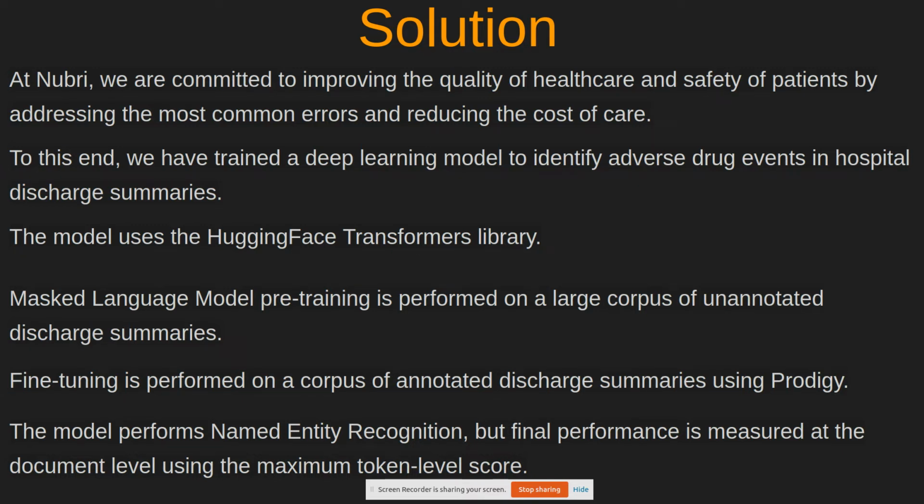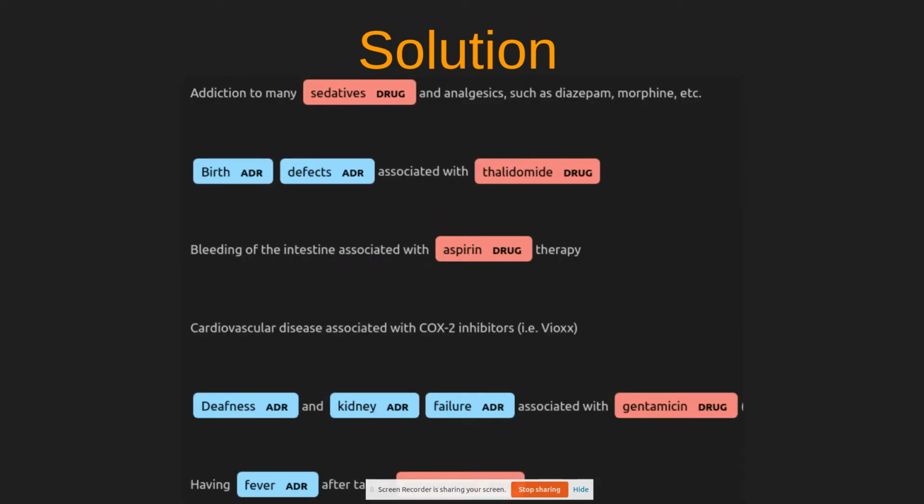Masked language model pre-training is performed on a large corpus of unannotated discharge summaries. Fine-tuning is performed on a corpus of annotated discharge summaries using Prodigy. The model performs named entity recognition, but final performance is measured at the document level using the maximum token-level scores, as demonstrated in this example.